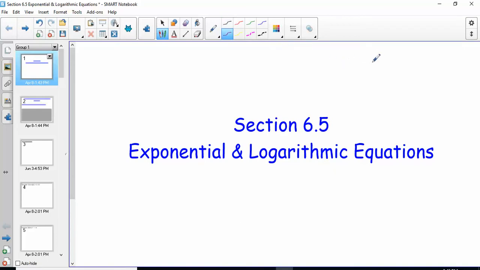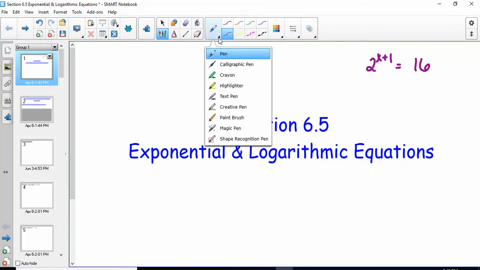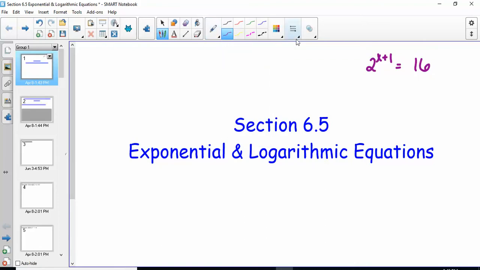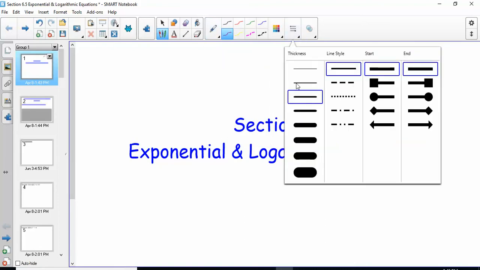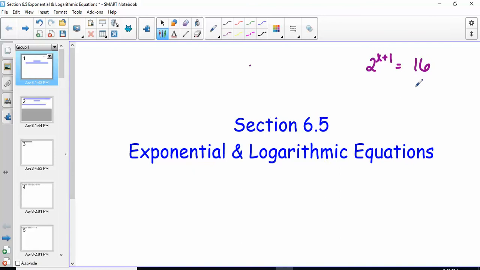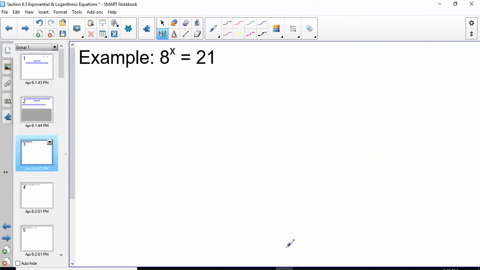Now, we have solved exponential equations when you had like 2 to the x plus 1 equals 16. And we knew that we could solve those by getting a common base. But the common base isn't always an option. So I want to take a look at a problem like this. 8 to the x equals 21. Okay, there is absolutely no way we can get a common base between 8 and 21.